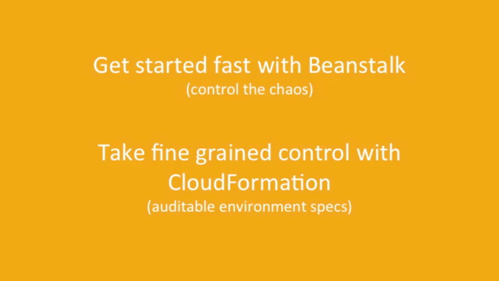So you can get started fast with Beanstalk, if you like. I like to call it controlling the chaos, really. Or you can take fine-grained control with CloudFormation, and you can create auditable environment specifications. So there's no other system that I know of where you can click a button and get a complete audit of your environment, but you can with AWS.